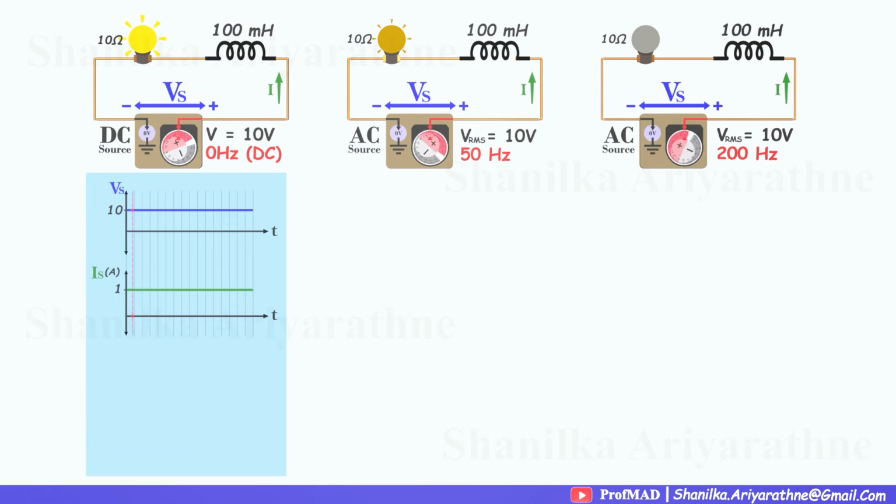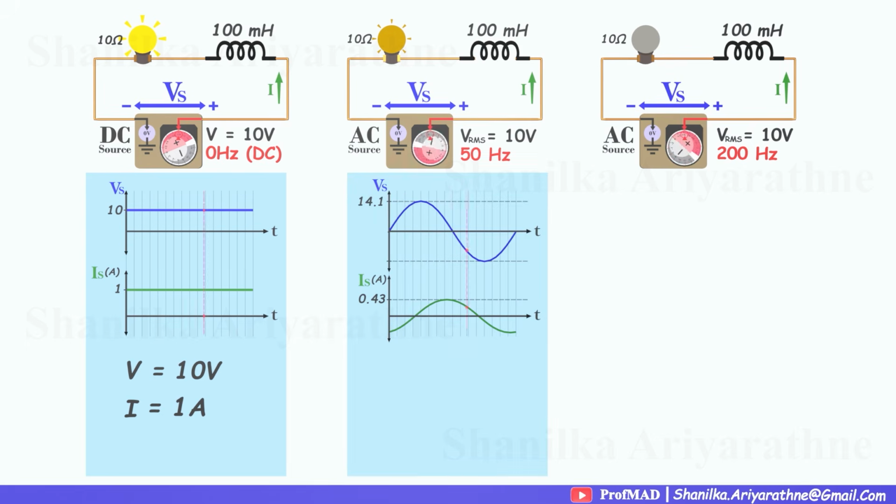When the frequency is 0 Hz, which means DC, we can observe the current is about 1 amp, so the bulb glows really brightly. Now let's switch to a 50 Hz AC source, where the bulb appears dimmer than before. The voltage becomes sinusoidal, and this time we can observe a sinusoidal current flowing through the circuit, with the current lagging behind the voltage in phase.